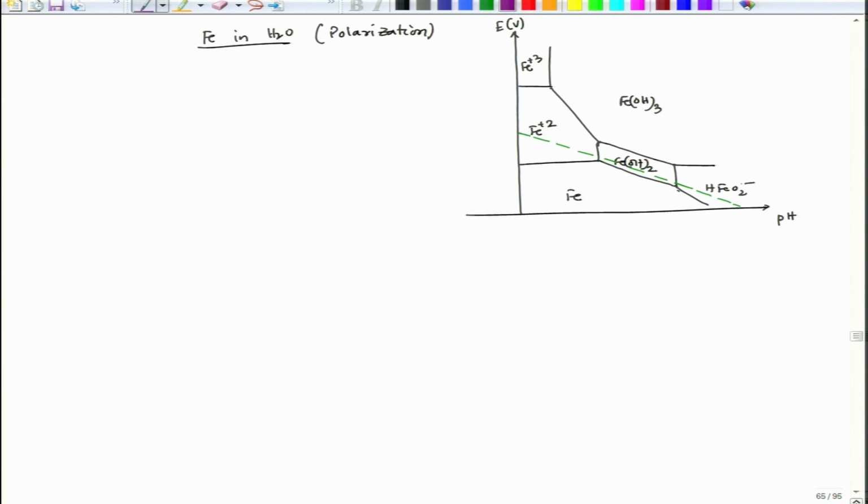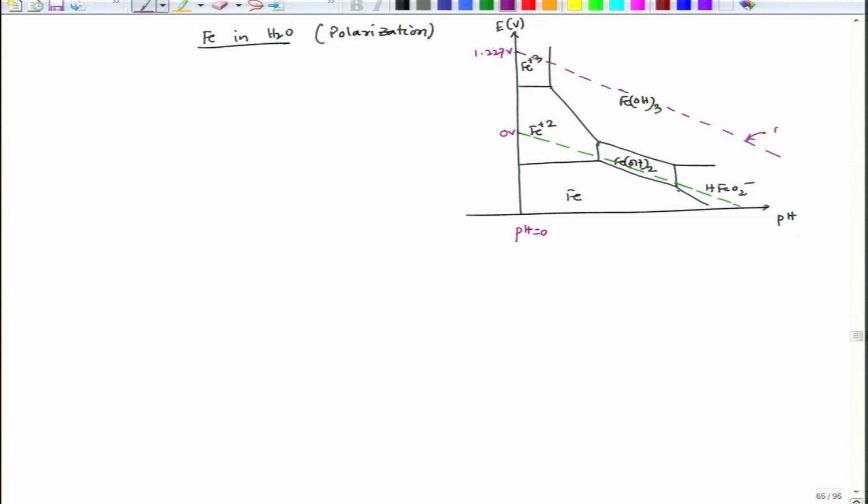So, which is parallel to the hydrogen evolution line. It starts, I am choosing some values, of course it is not arbitrary, this value is 1.227 volt when pH equal to 0, and this voltage is 0 volt. So, if we draw that parallel line, this is another line.